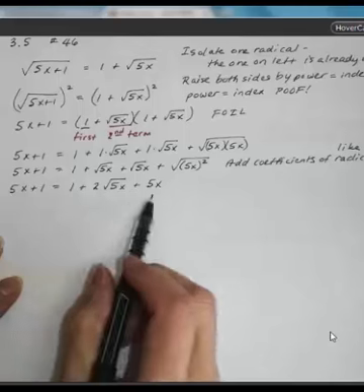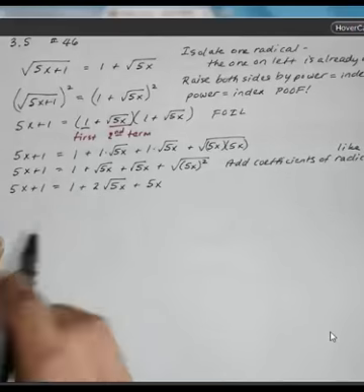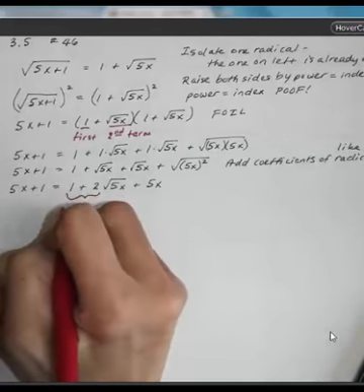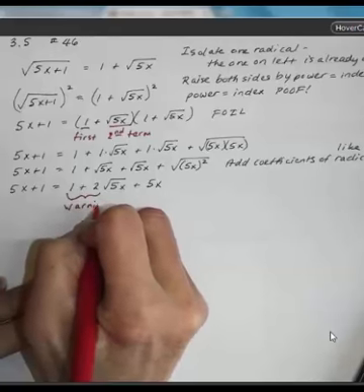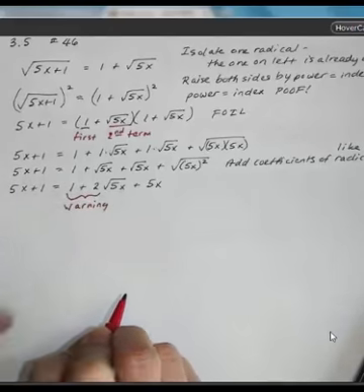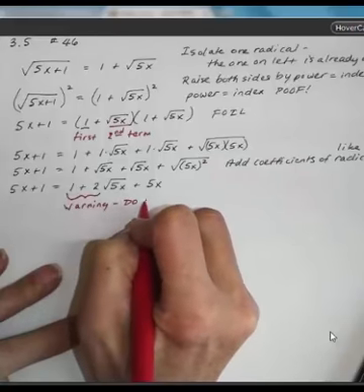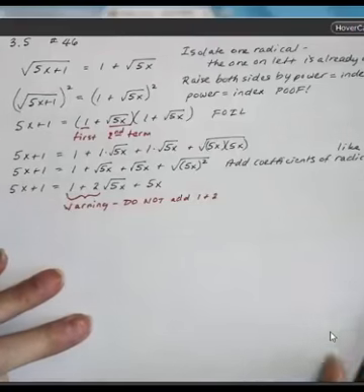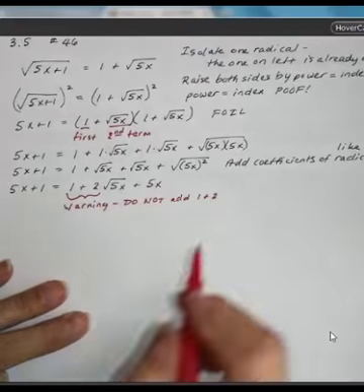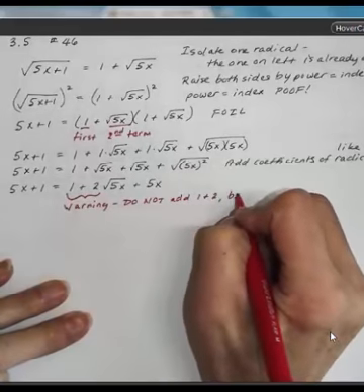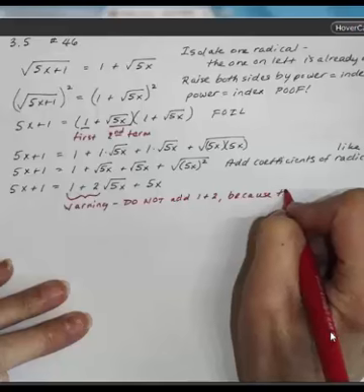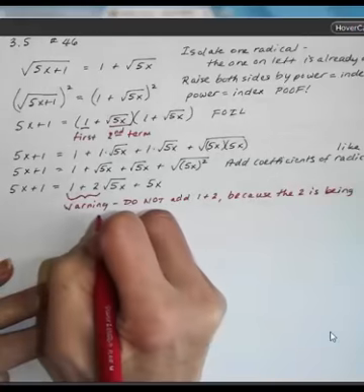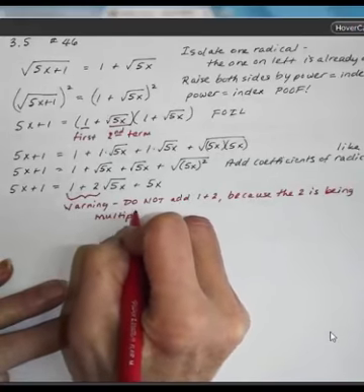Now everything is as simplified as it's going to get. Right here I'm going to make a warning. So let me write this in here. Warning, Will Rogers, warning. Do not add 1 plus 2. Do not add those two together, because the 2 is being multiplied by the radical.